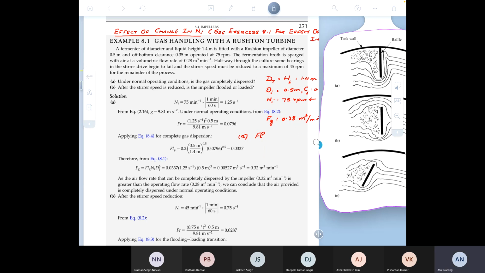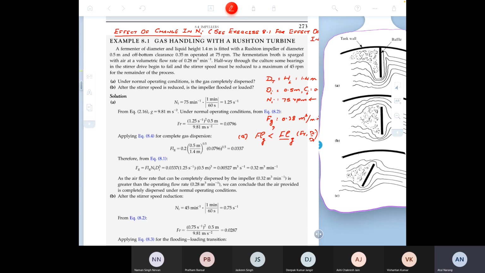So essentially, in part A, ask the question: is FLG less than FL under bar G? Everything else is given to you. You can calculate all of these. This is a function of the Froude number and D sub I over D sub T, and both of these can be calculated. Now, in part B, he says that suddenly I have reduced the stirrer speed. Is the impeller flooded or loaded?